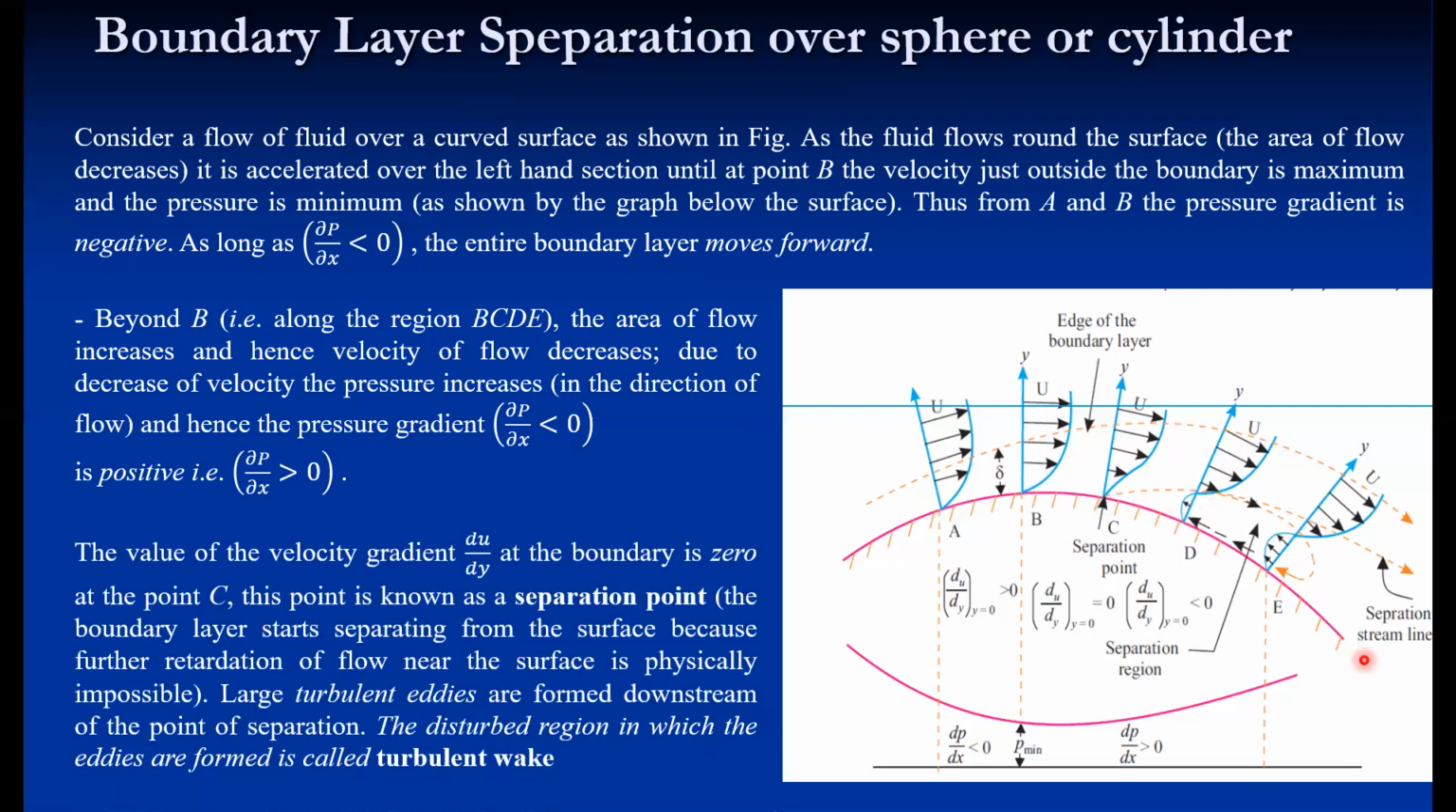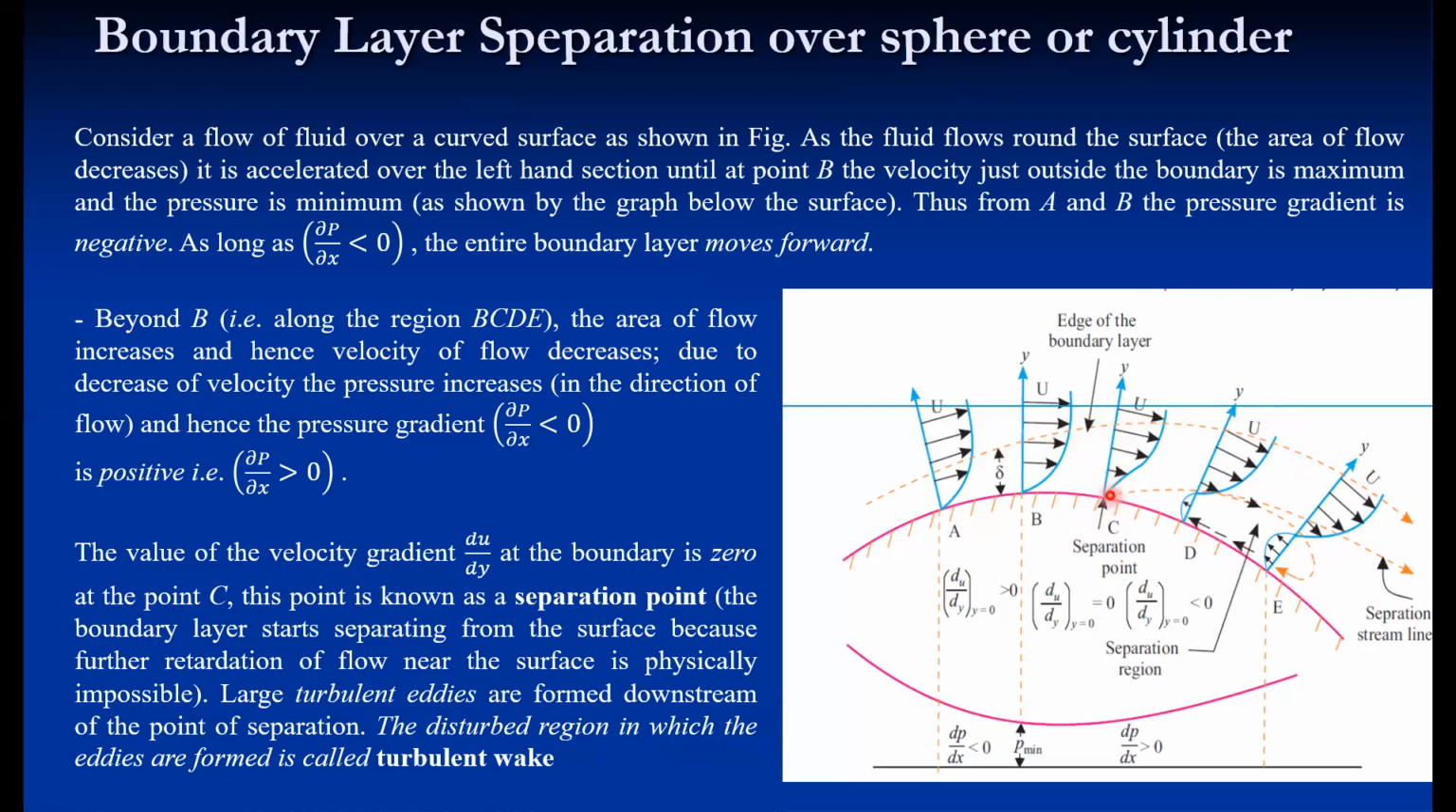The value of the velocity gradient du by dy at the boundary is 0. You can see this is the point where du by dy at the boundary is 0, because the boundary layer thickness continuously increases because of decreasing velocity and increasing pressure. In this particular zone, the pressure force assists the viscous force. So there is a retardation of the fluid particles, and the boundary layer growth is sudden. There is a sudden increase in the boundary layer thickness.